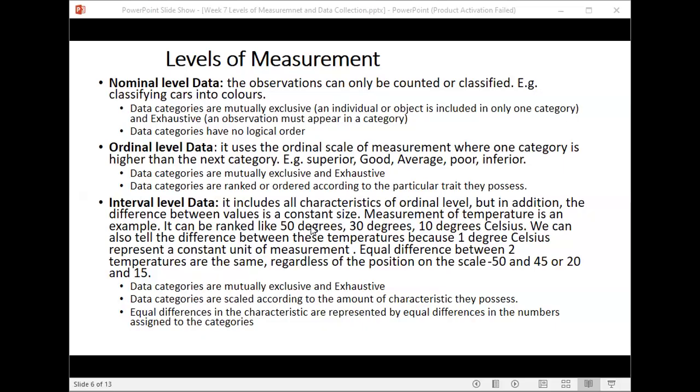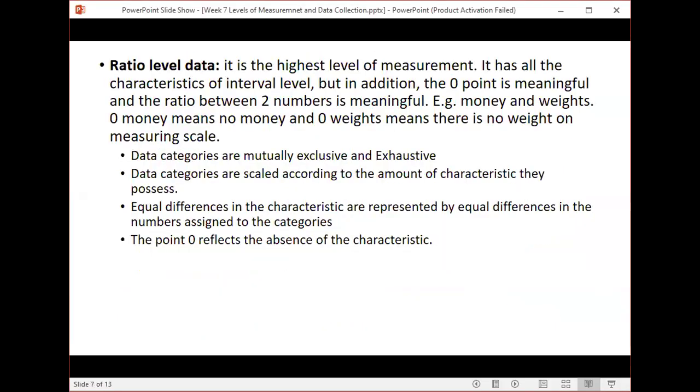Okay, so that is the interval level data, which is the third level of measurement, and it's superior to ordinal and then the nominal level data. Then we have the final or the highest level of measurement, which is called the ratio level data. And the ratio level data has all the characteristics of the interval level data, which comprises the first, the second, and the third levels. It has all of that. But it has one other extra characteristic that makes it superior to the rest, right? It says that the 0 point is meaningful and the ratio between two numbers is also meaningful.